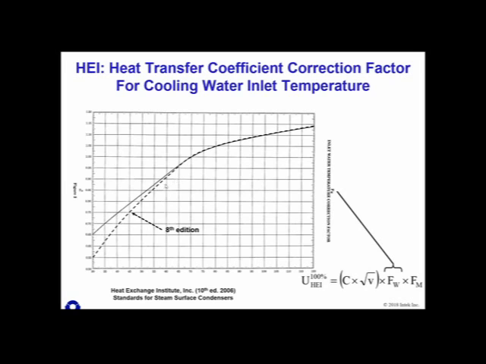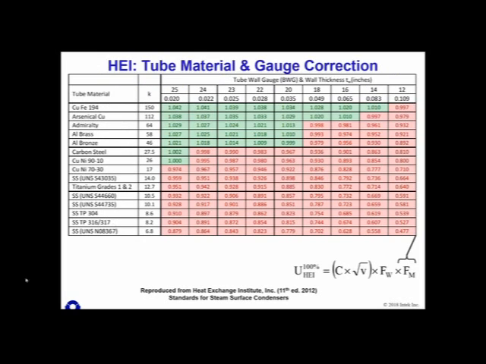Here's what the 8th edition looks like. So when that cooling water got below about 55 degrees, the model predictions were quite a bit off. The next value is F sub M. This is a tube material and gauge correction factor. It used to all be normalized to 18 gauge Admiralty tubes. This used to be a 1. It is now 0.998 through the different revisions, but this factor is based on your tube material and gauge correction.